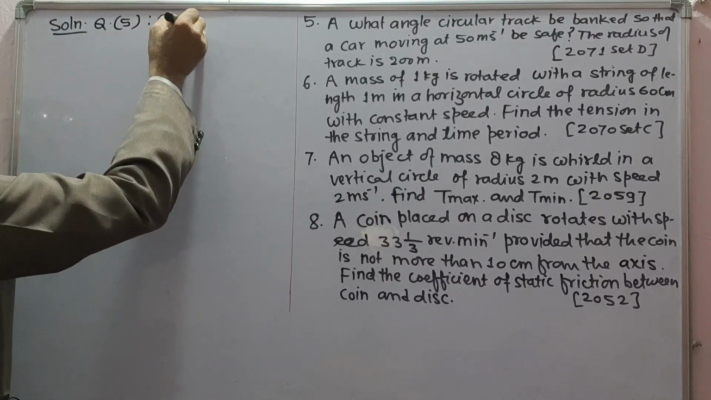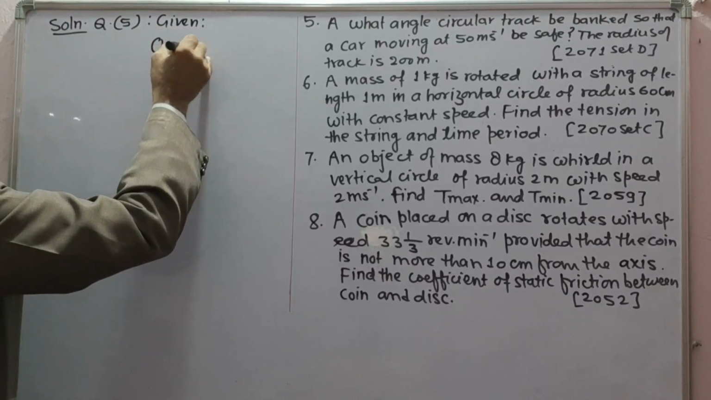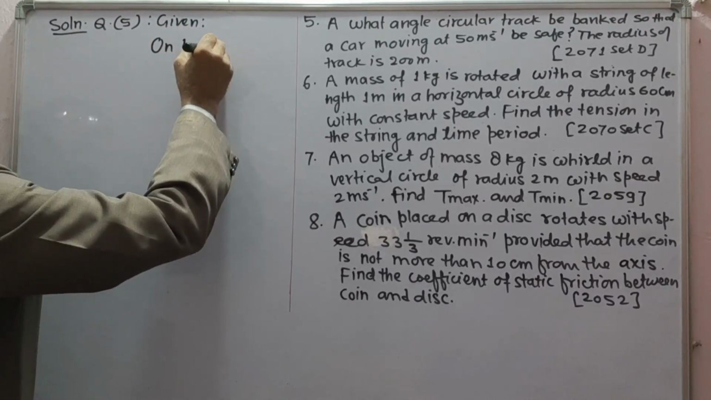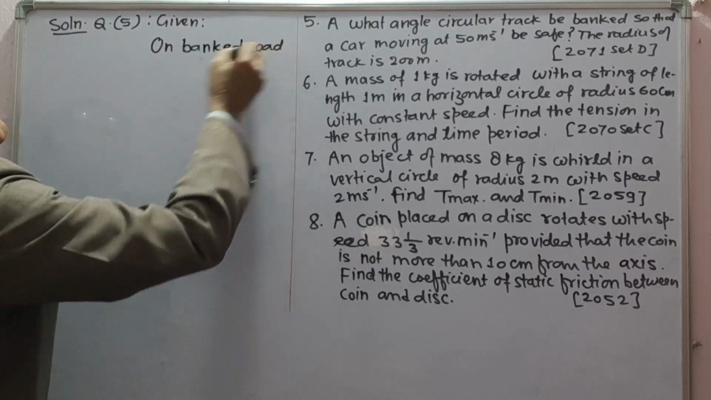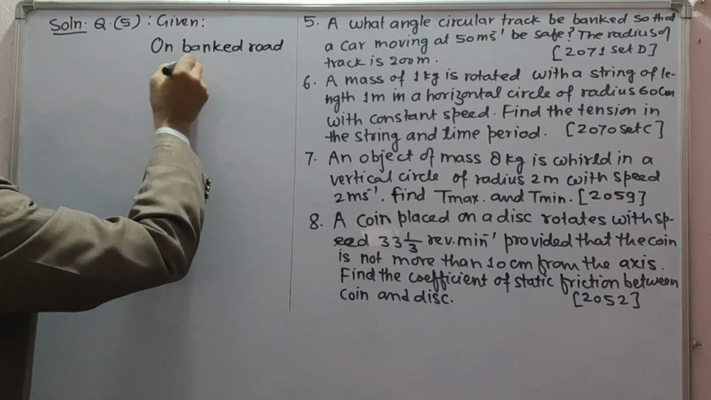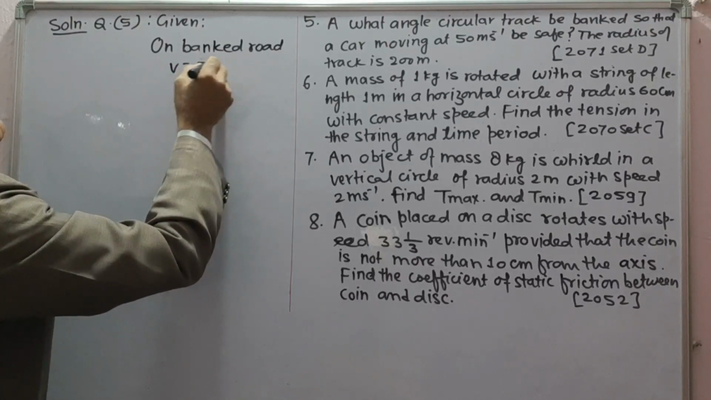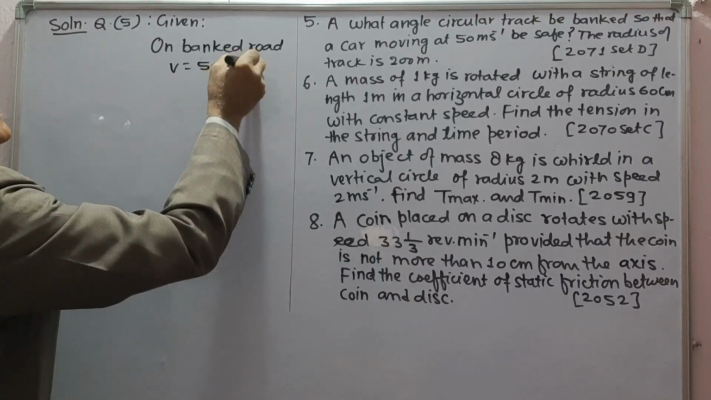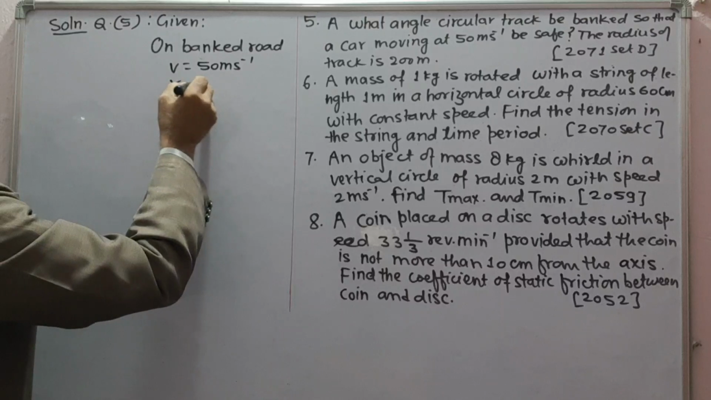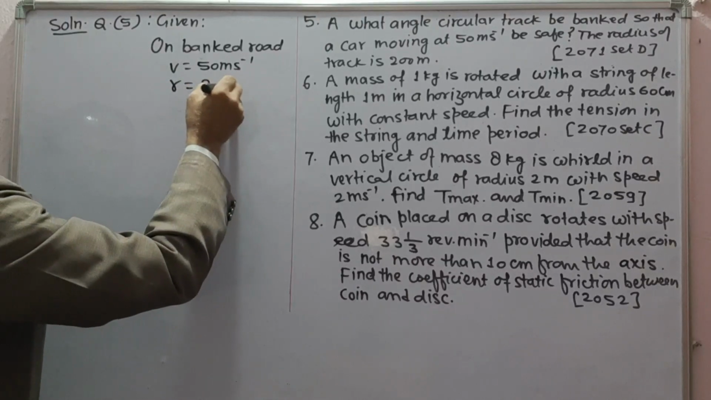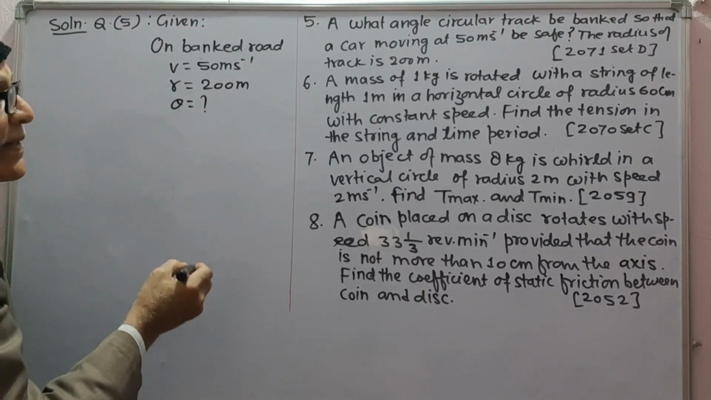Given unbanked road or track, v is 50 meter per second, velocity of vehicle, velocity of car, and radius of curvature of track is 200 meter. We have to find theta.